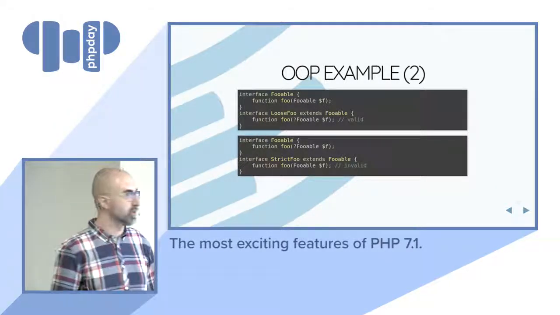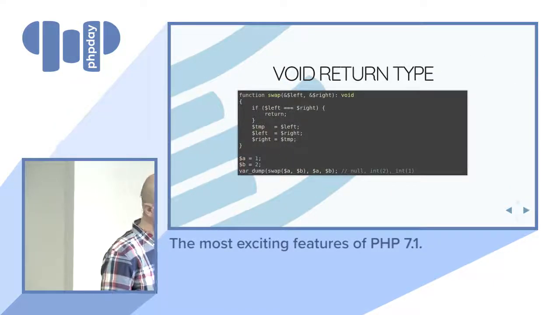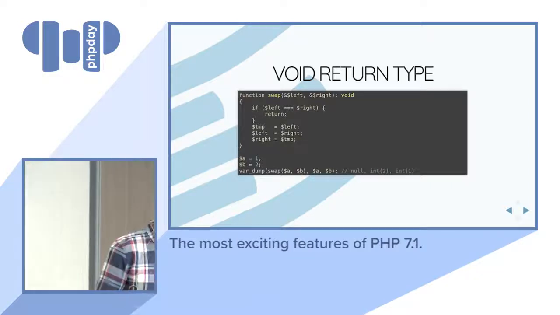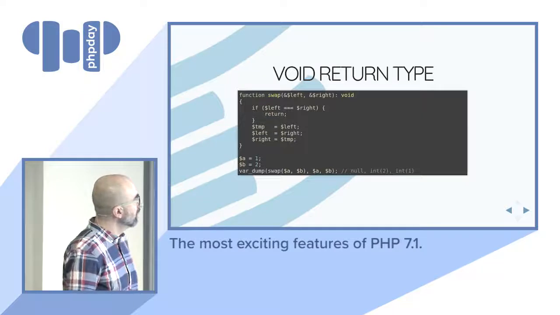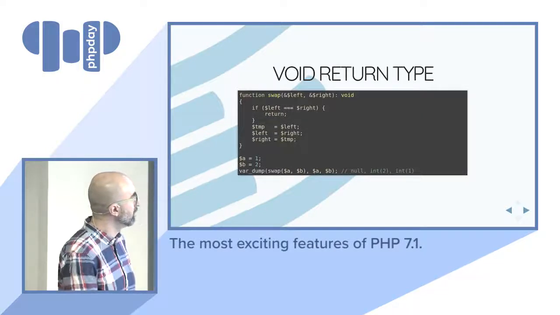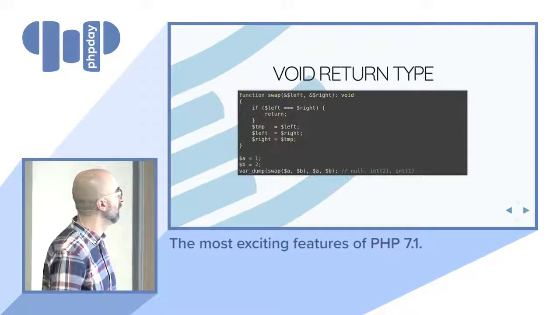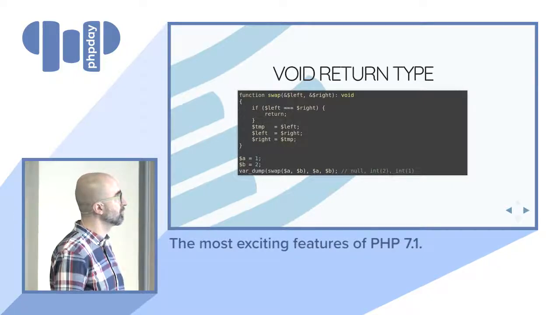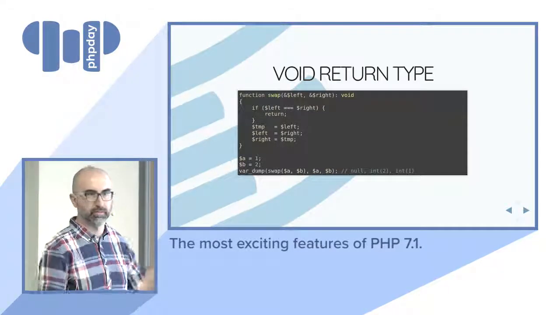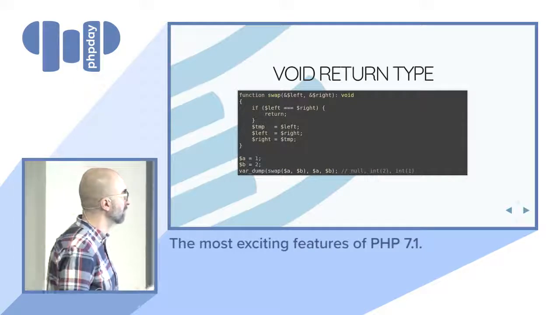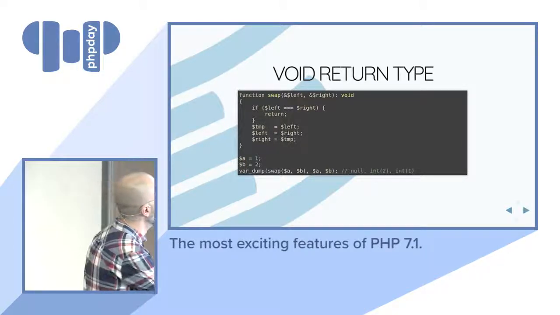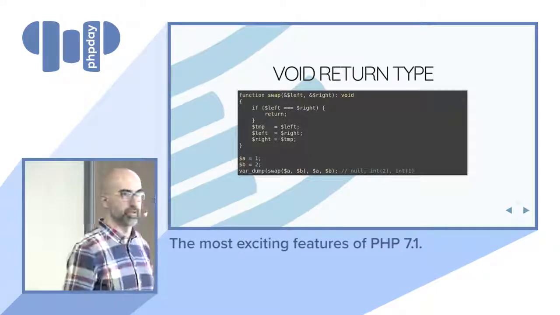Okay, so next new feature, the void return type. So you can specify using void return type that means nothing. So this function is not returning anything, basically. So why can this be useful?